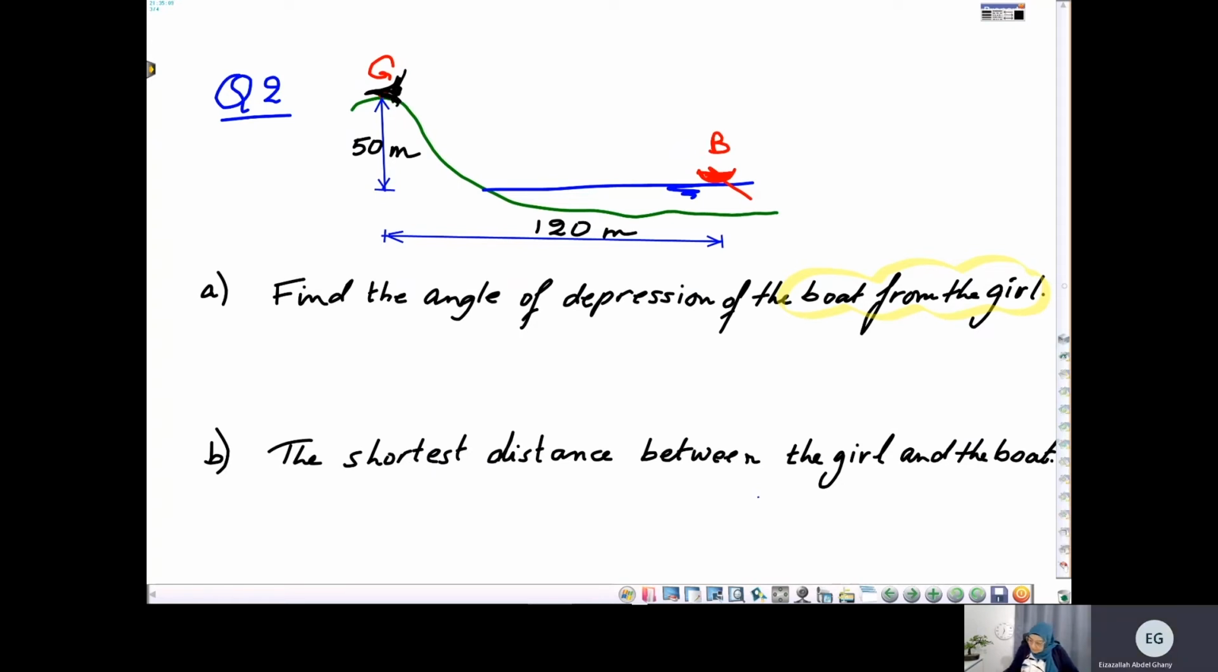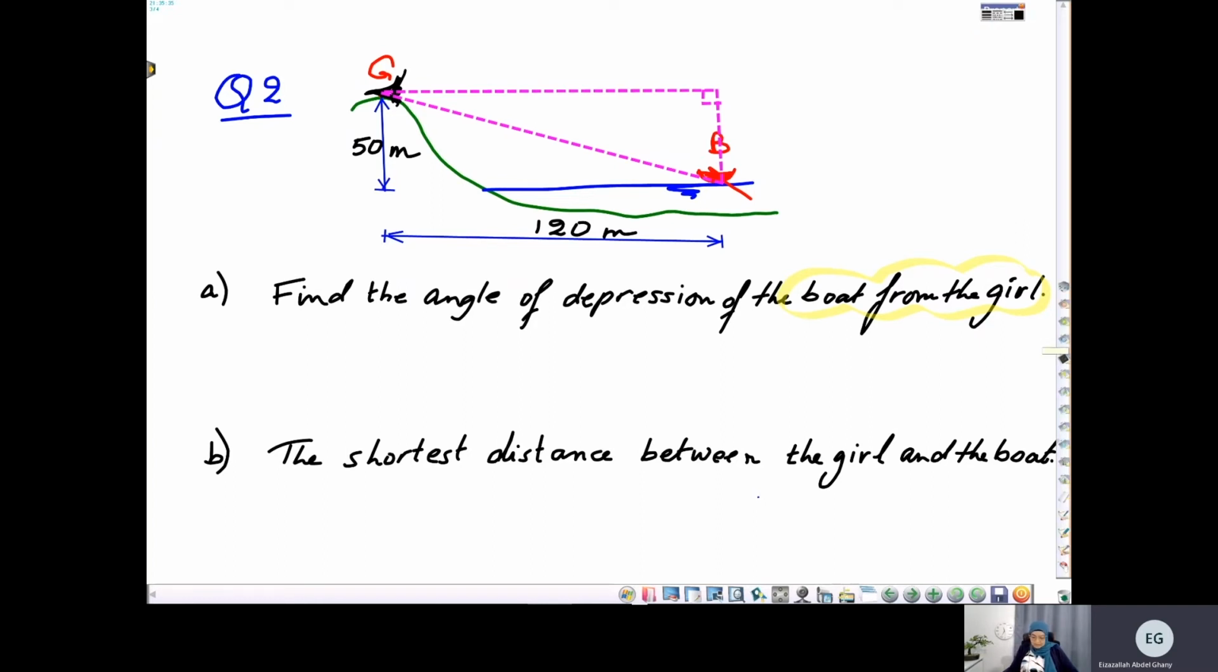And you draw a horizontal line from the eye till you come above the boat. And then a vertical line. And now we have to form a right angle triangle. This right angle triangle should show the angle of depression.